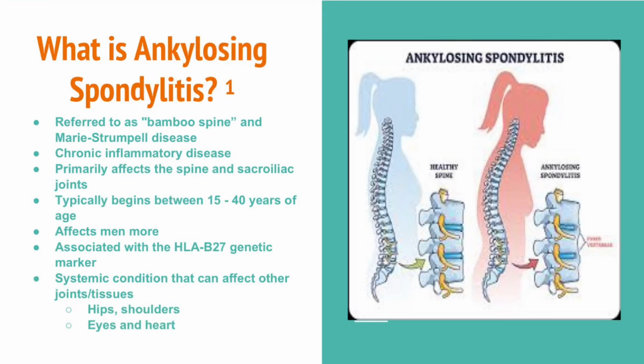What is ankylosing spondylitis? Referred to as bamboo spine and Marie Strumpell disease. It is a chronic inflammatory disease, and it primarily affects the spine and the sacroiliac joints. It typically begins between 15 to 40 years of age, and it affects men more than women. It is associated with the HLA-B27 genetic marker. HLA just stands for human leukocyte antigen, and it's a systemic condition that can affect other joints and tissues such as the hips and shoulders. It can cause pain within those areas, and the eyes by causing inflammation of the middle layer, and the heart by increasing the risk for ischemic heart disease.